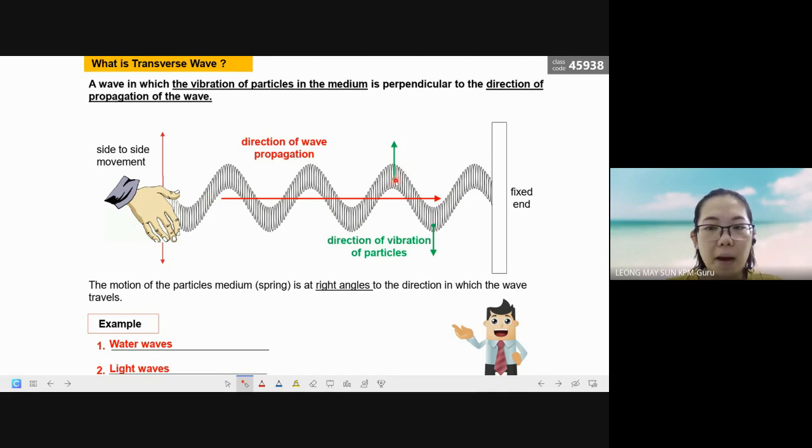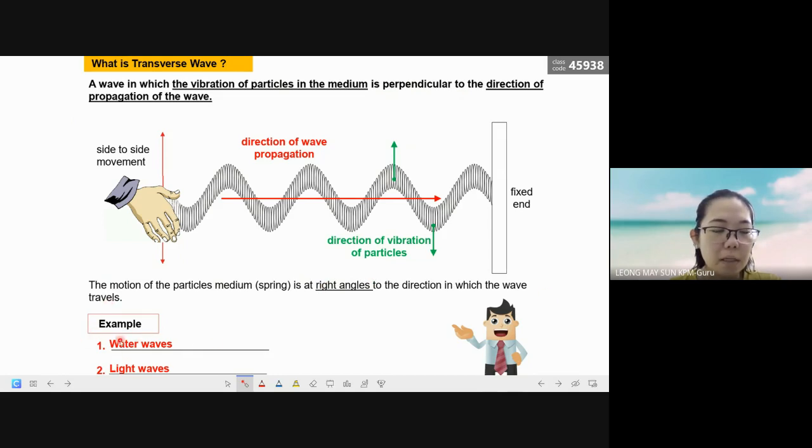And then if there's a particle on the slinky spring, if I tie a string over there, the particle will just move up and down, up and down. So that's the direction of the vibration of particles. So transverse wave is the vibration of particles in the medium which is perpendicular to the direction of the propagation of the wave. The wave is moving on the x-axis, but the vibration of the particles is on the y-axis. So the motion is actually at right angles to the direction the wave travels.